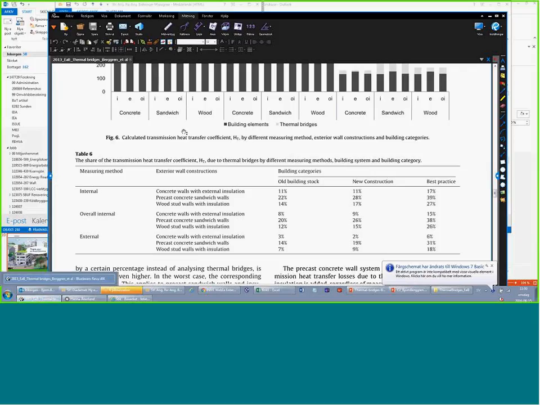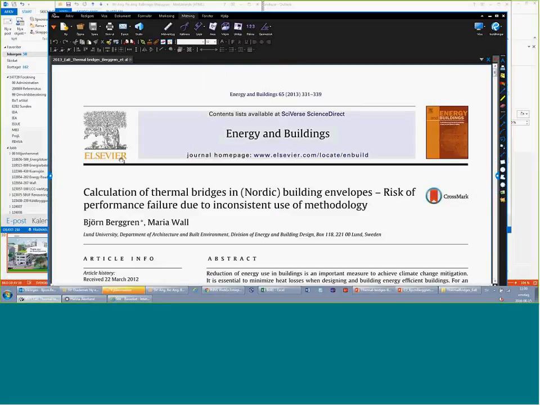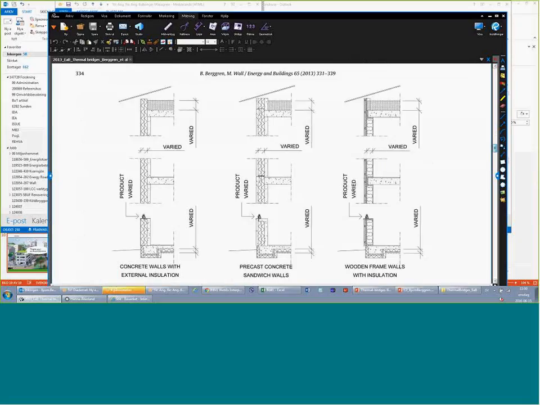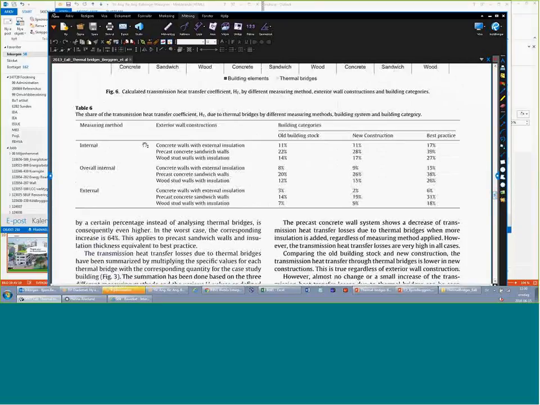I think this is quite important because people are looking for these percentages and so on. This is from another paper published in Energy and Buildings, 2013. And I think this is maybe the most interesting information based on the question, how big are the thermal bridges and so on. We have here quantified in different building stock. Old building stock, you have to read the paper to understand the definition of old building stock. New construction, how we build today, and best practice, kind of passive houses and so on.